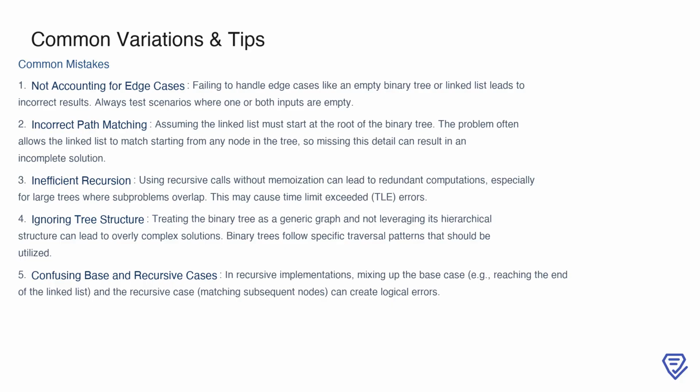Recursive calls without memoization can result in redundant computations, especially with large trees where subproblems overlap, potentially causing time-limit-exceeded errors. It's also important not to ignore the structure of the binary tree. Binary trees have a hierarchical structure that allows specific traversal patterns, so treating them like generic graphs can lead to unnecessarily complex solutions. Finally, in recursive implementations, be careful not to confuse the base case, like reaching the end of the linked list, with the recursive case, where you're matching subsequent nodes. Mixing these up can introduce logical errors in your solution.